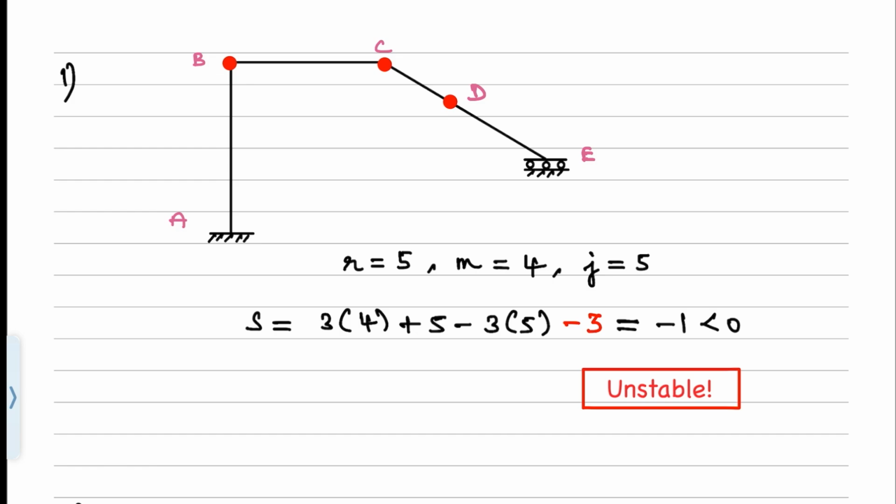Hi, welcome back to our next video on static indeterminacy of frames. We'll go through a few more examples in this session. Let's start with the first one.